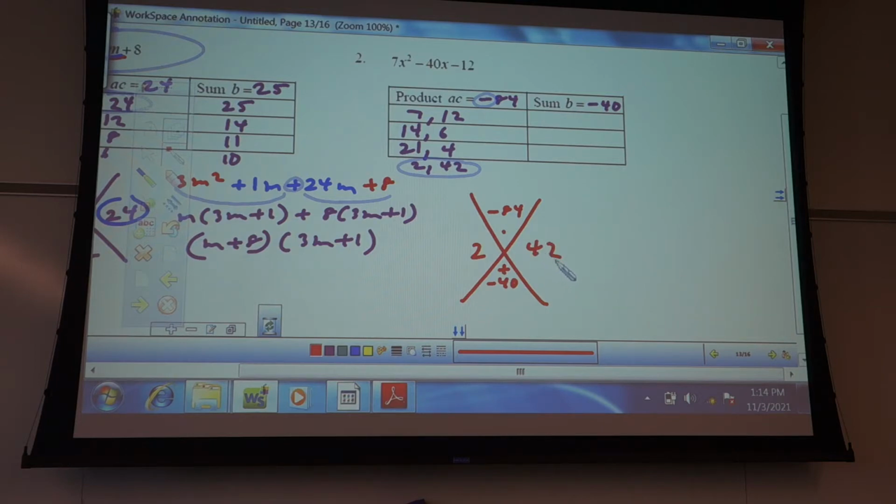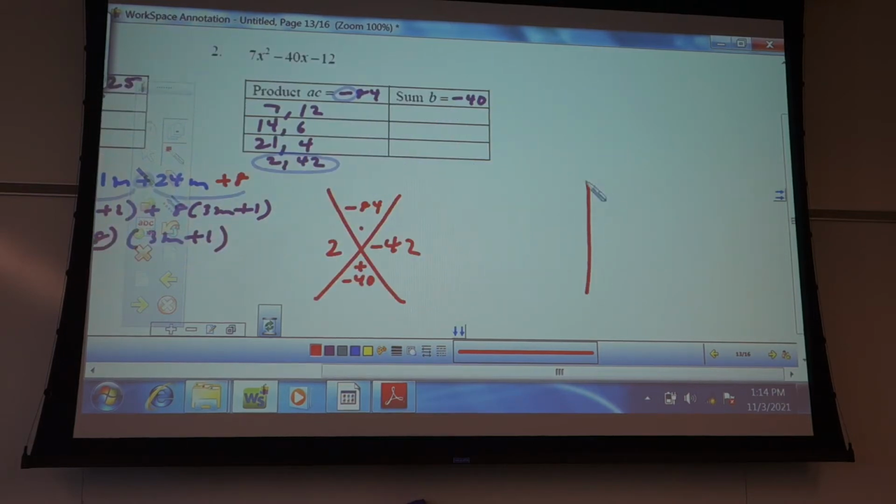One of them needs to be negative. Since the bottom is negative, negative 40, that means that the bigger one has to be negative. Whatever sign the bottom is, that has to be the sign of the larger one. Like Fox says, that's the one that dominates. Okay, so now I'm going to make my box. Here's my box.